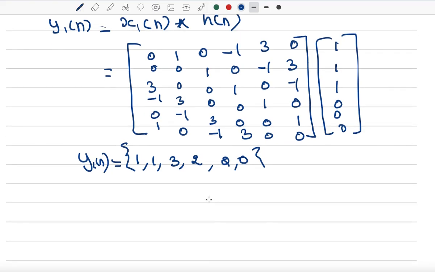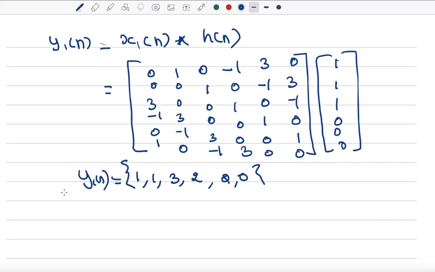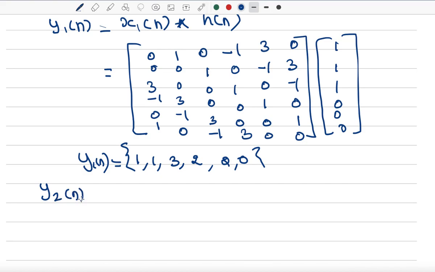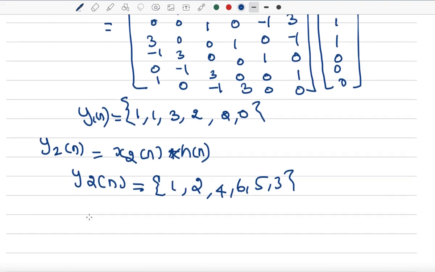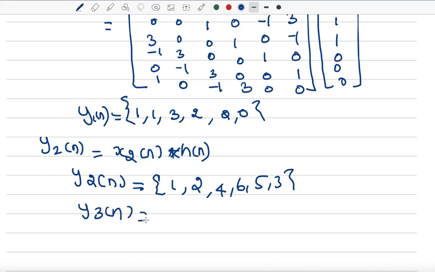Okay, so similarly we can find y2 of n. y2 of n equal to the convolution of x2 of n and h of n. Directly I am writing the answer. By performing the matrix method we get y2 of n equal to 1 2 4 6 5 3. Similarly y3 of n equal to 0 1 3 4 3 1. Okay, so these are all the convolutions of the sub blocks.